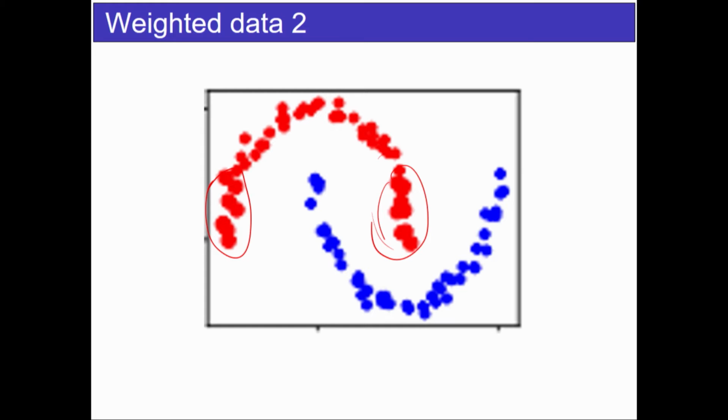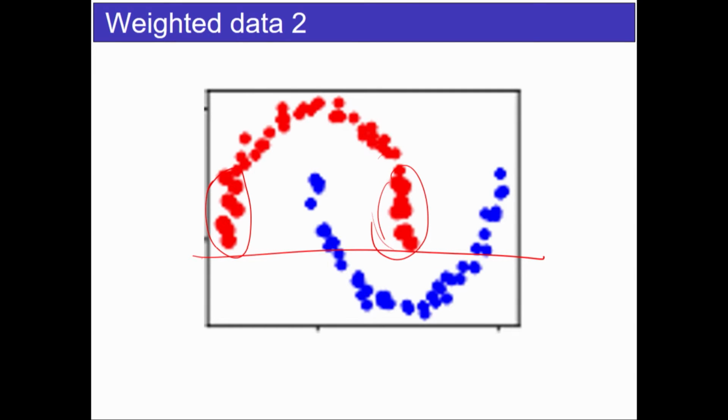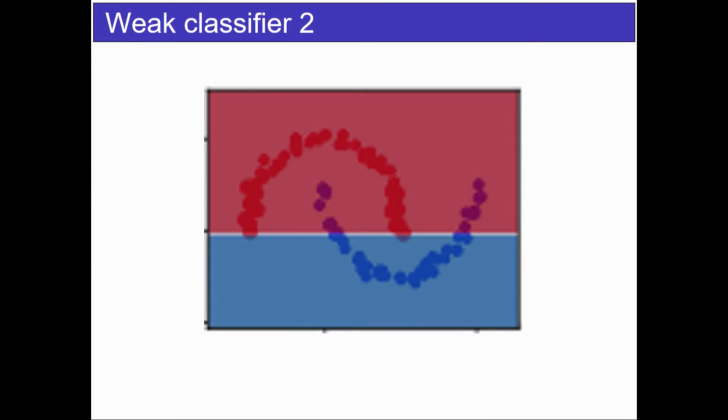Okay, so now I want a weak classifier. What would be a good weak classifier now? Horizontal line or vertical line? Once again, horizontal line will work, but just that now you do the other thing. In the previous one, you drew it the other way and classified everything. Now you call this and call this, everything above is red and everything below is blue. That's what you will do here. So that's what you will learn.